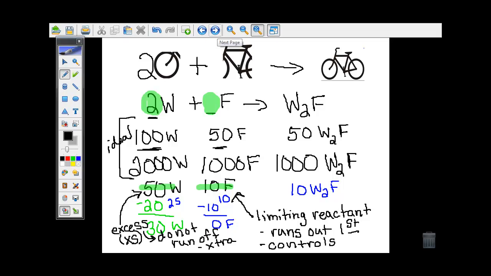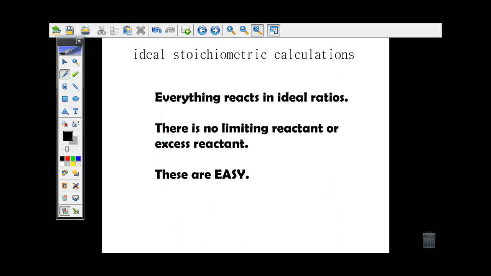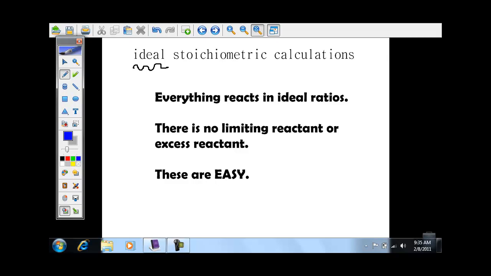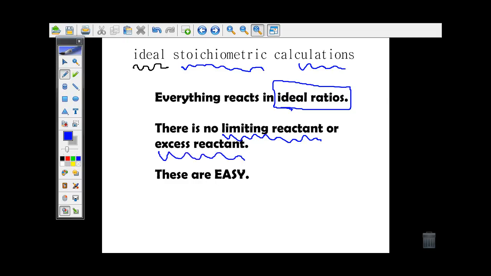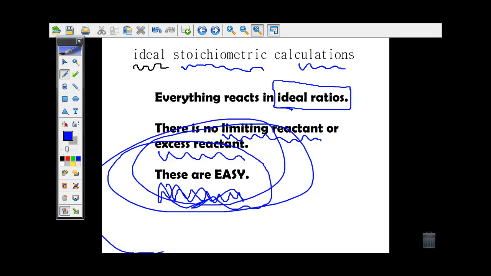Now, the first part of the stoichiometry chapter is really focused on number 1 and number 2 in the bicycle analogy. We're working on ideal stoichiometric calculations. What does that mean? That means we have all ideal ratios, so we don't have any excess. That means no limiting reactants or excess reactants. That means these are very easy, okay? So if you're getting nervous because I'm using big words, stoichiometric, don't be nervous because this is very simple.